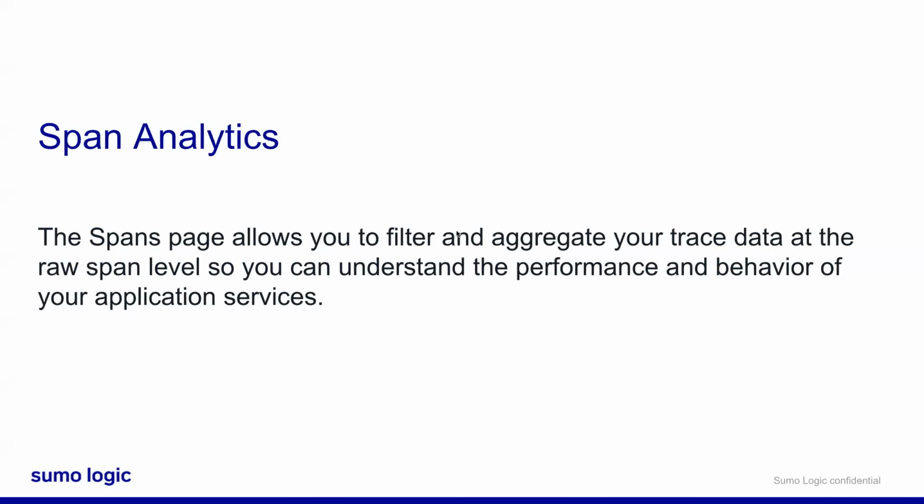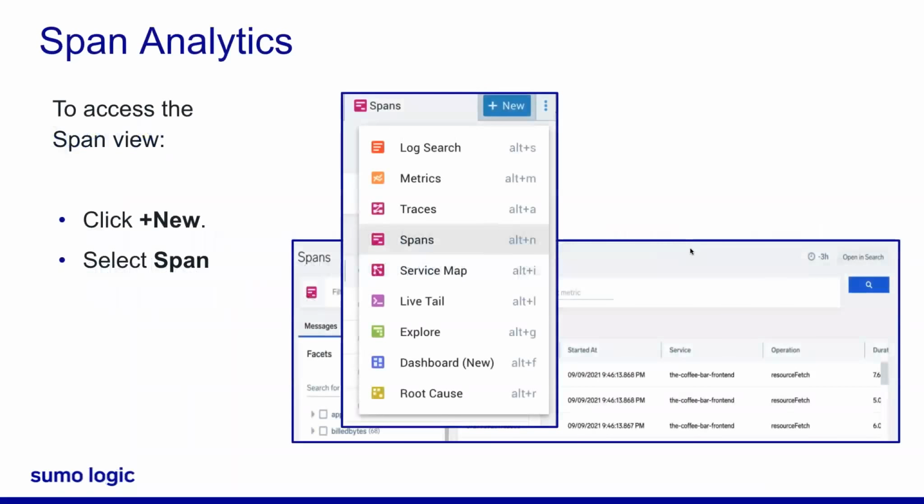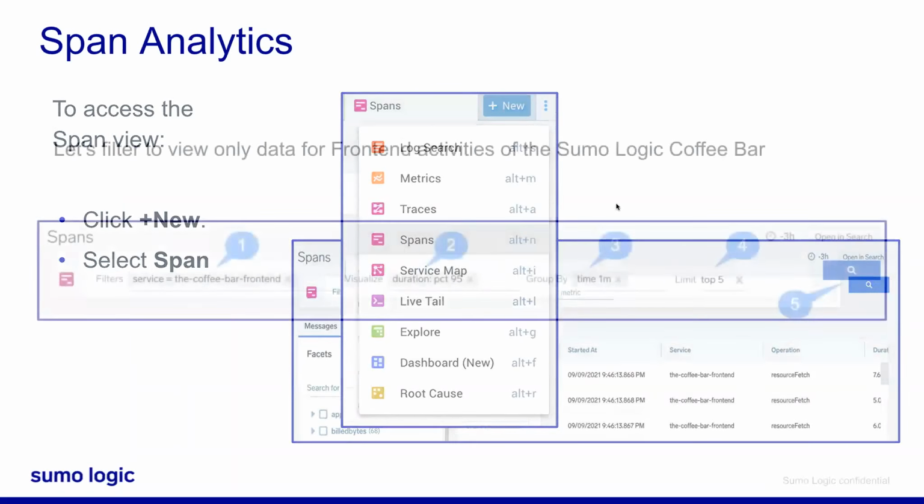Now with the span walkthrough, what we can do is we can start to filter specifically on our trace data at the raw span level. I'm kind of reading the definition here, so that we can start to understand the behavior of our application services. So this is going to allow us to go deeper. And so what we see here is the ability to take the information and look at it in spans. And so we'll do this as a lab as well shortly.